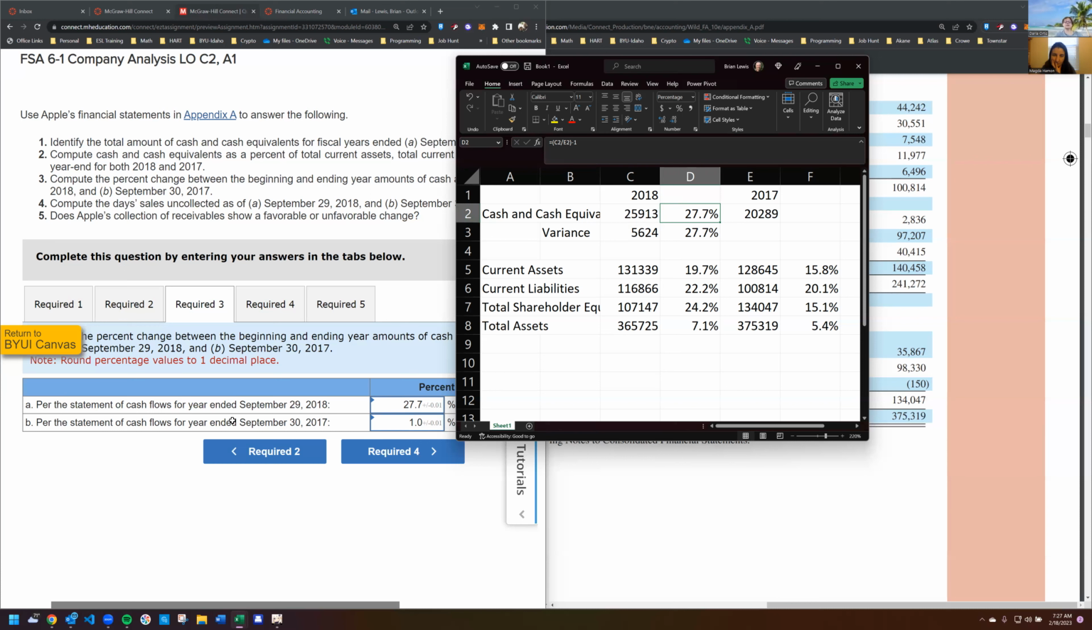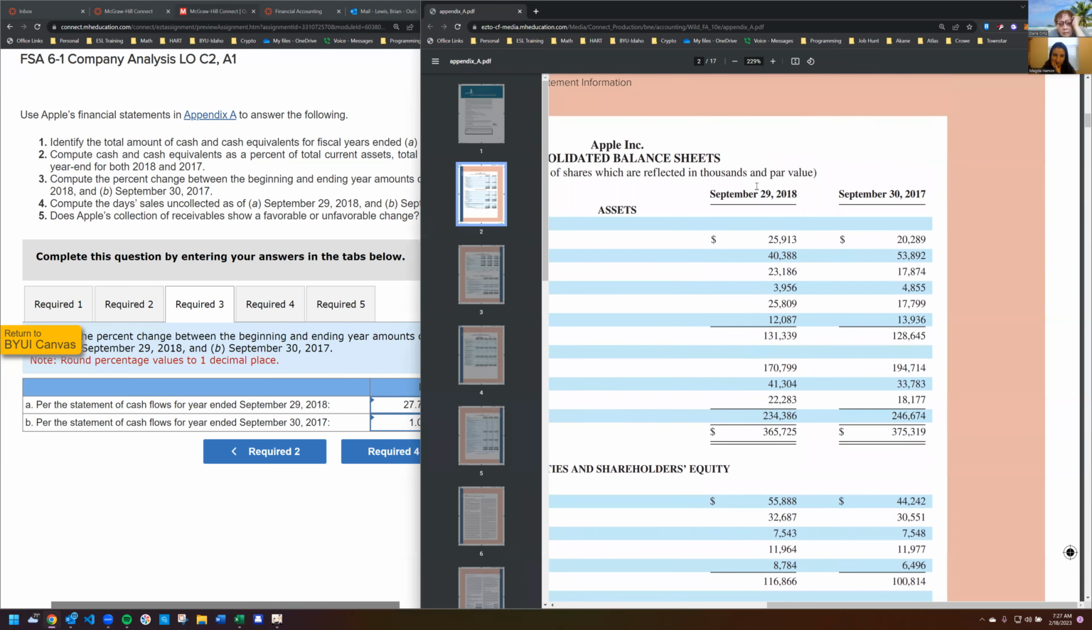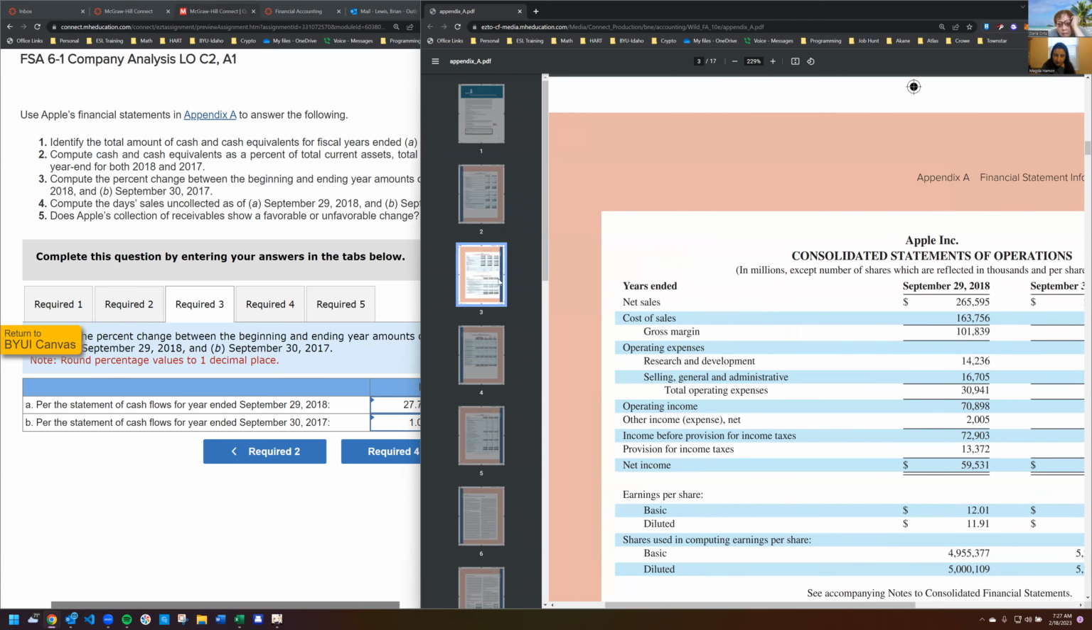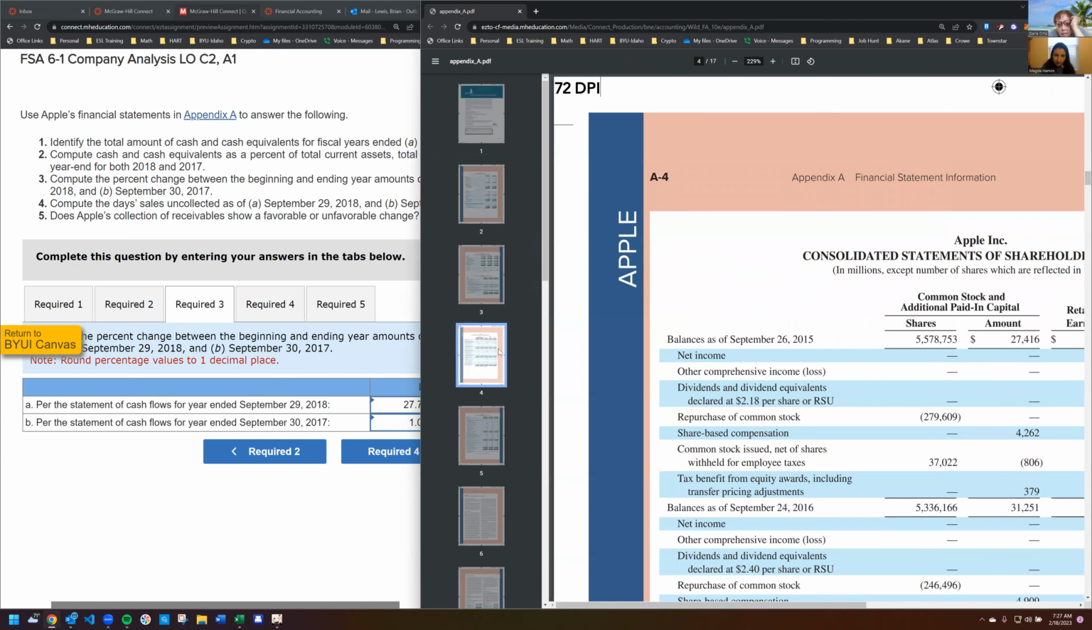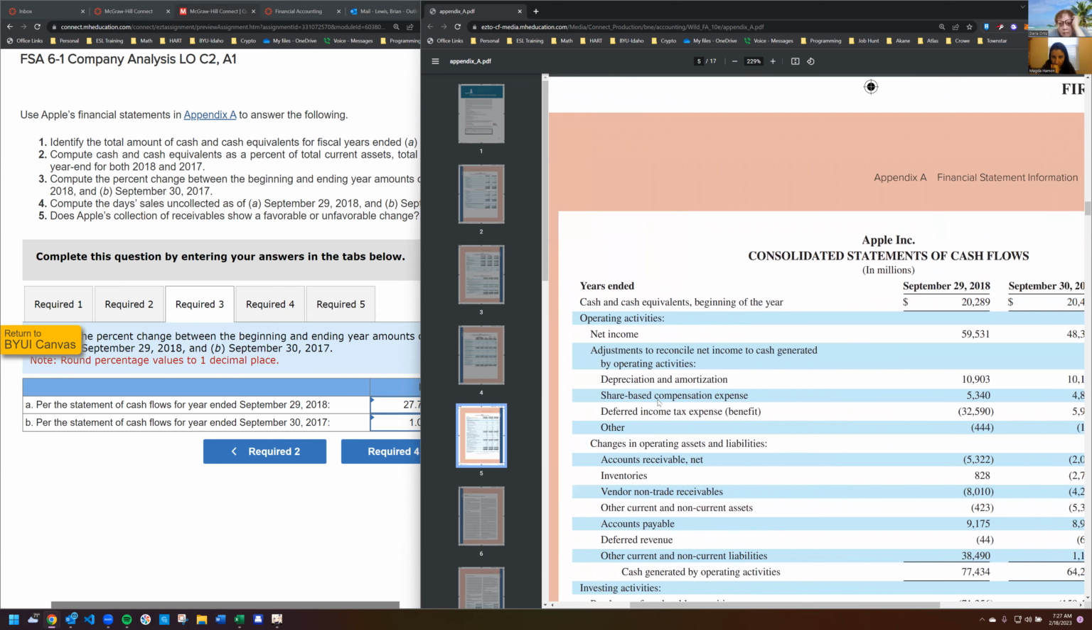Now the question is, how did you get to this one right here? I was using these numbers from the balance sheet, and you don't really see what the beginning balance was for 2017. So you would have to go to the statement of cash flows. No, that's the statement of operations, this is the income statement. Shareholders' equity. Consolidated statements of cash flows. Okay, there we go. Now let me make this one bigger.